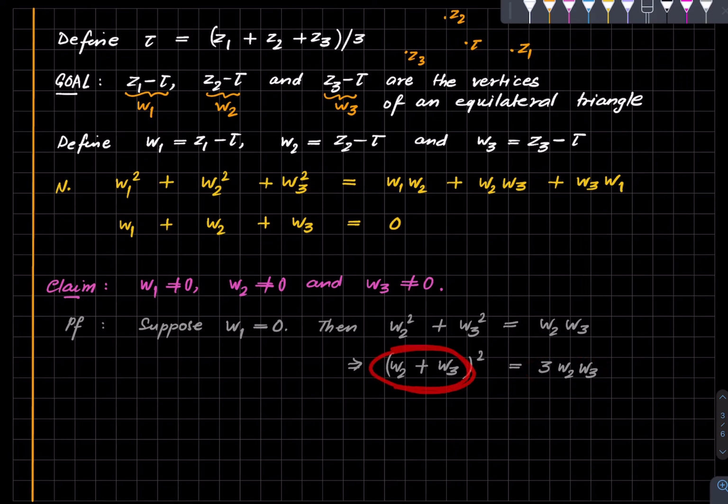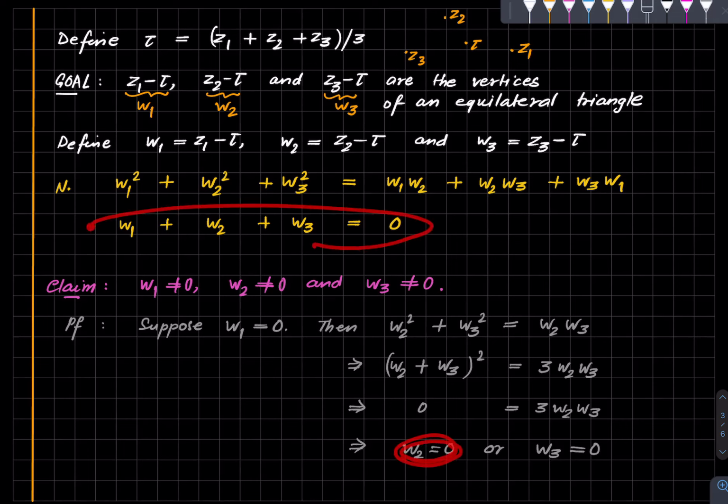But what is W2 plus W3? Because W1 is assumed to be 0, W2 plus W3 also becomes 0. Hence we get 0 equals 3 W2 W3, which implies W2 is 0 or W3 is 0. But if one of these were 0, then using this equation, since two terms here are 0, the third would also be 0. So the implication is really that W2 is equal to 0 and W3 is equal to 0.